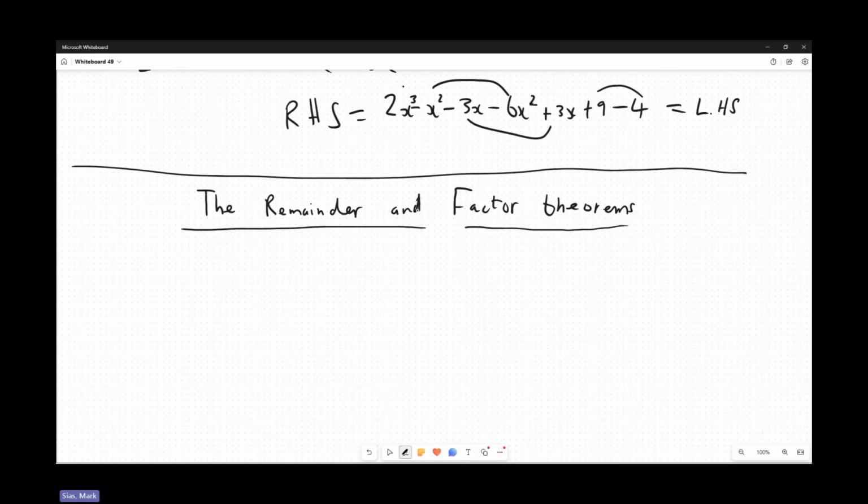Okay, so with the remainder theorem, it shows you that if the polynomial p of x is divided by x minus c, then the remainder is the value p of c.